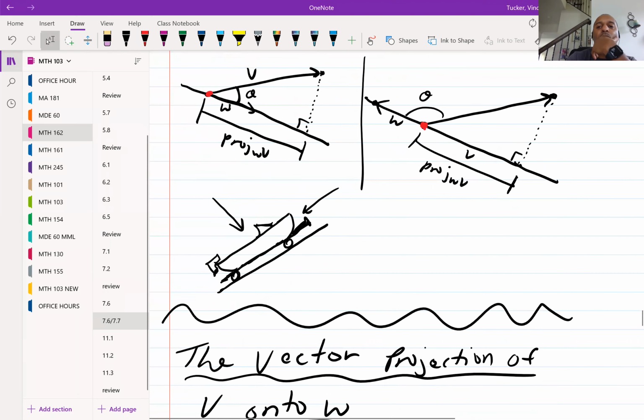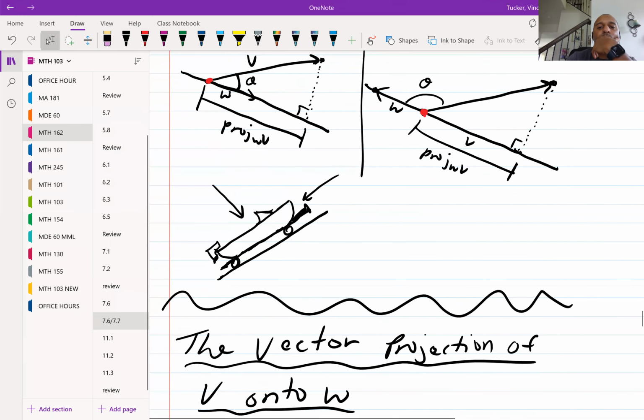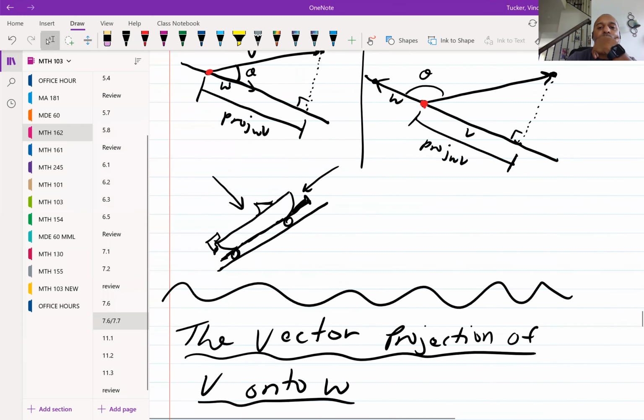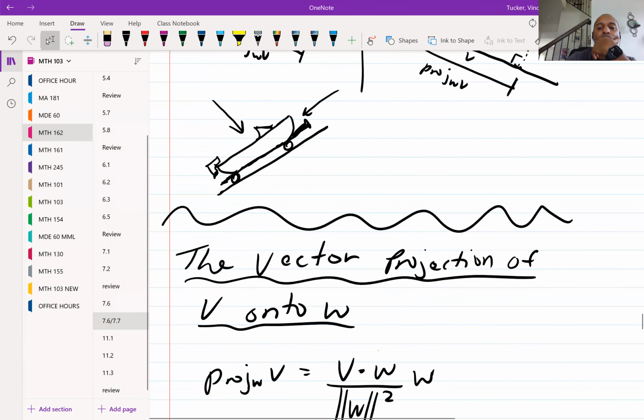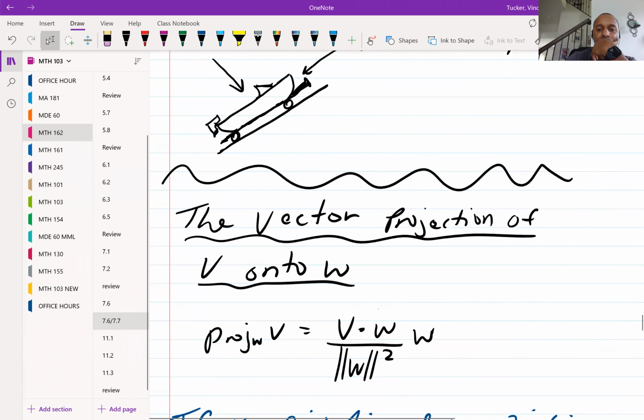All right, everybody still holding on to the diagrams? All right, so the vector projection of V onto W is the dot product of V and W over the magnitude of W squared, times W.